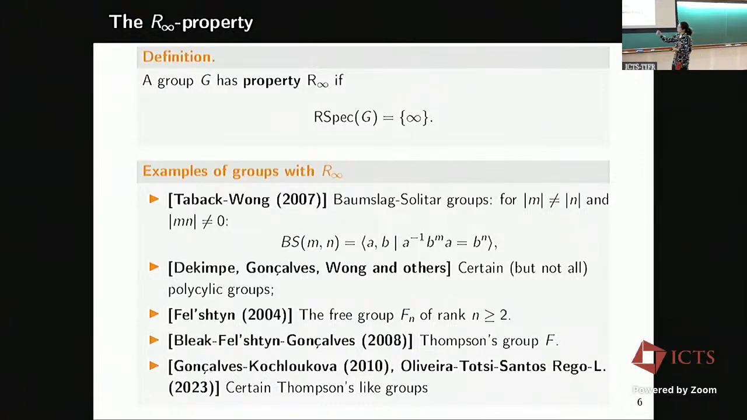That includes Kochloukova and Gonçalves. They have a very nice work where they use sigma invariants to show R infinity. And some collaborators and I also showed for other types of Thompson's group that they have R infinity. Maybe it's worth mentioning that having R infinity might sound strange, but it's not inherited by subgroups. You can have a group that has R infinity and its subgroup doesn't, but you can also have a group that doesn't have R infinity and a subgroup that has it.